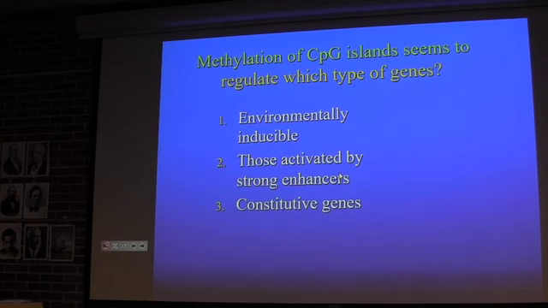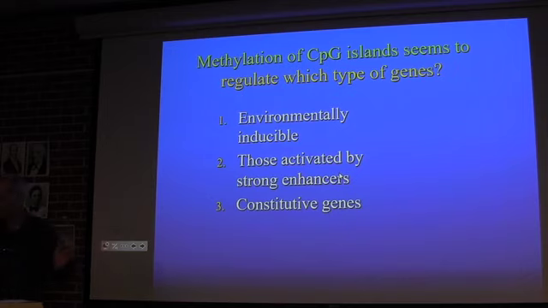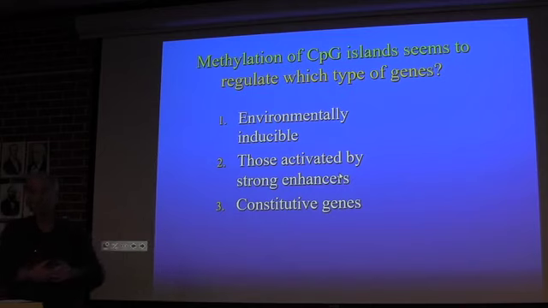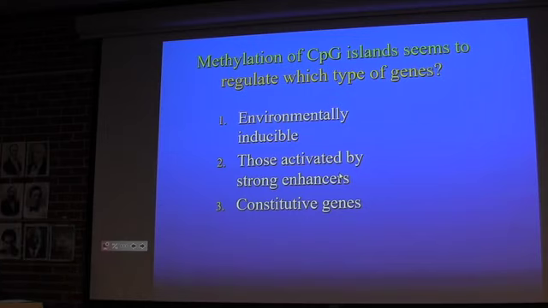Methylation of CpG islands seems to regulate which types of genes? It was kind of a crude level of control. It's constitutive genes. What is constitutive? Constitutive means the same sort of unregulated activity. Chugs along, housekeeping genes. They're not regulated up and down. But this is a way to regulate a constitutively expressed gene, which is most of the genes.